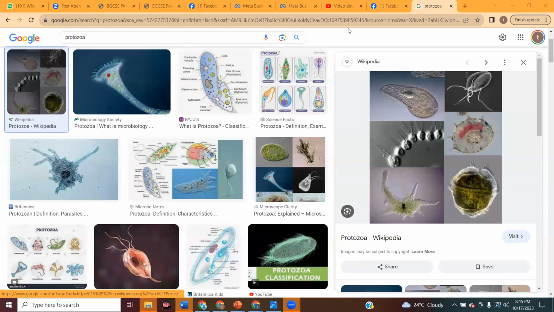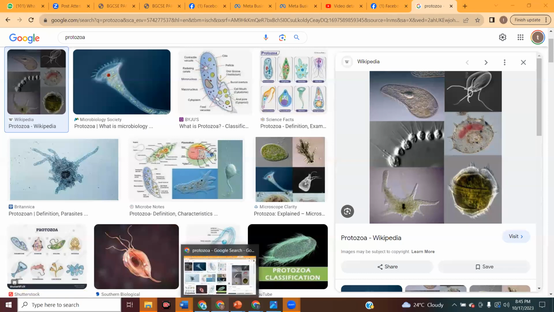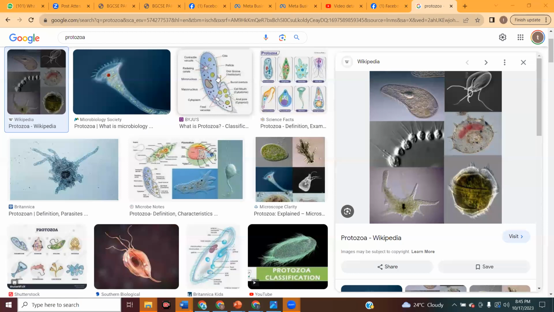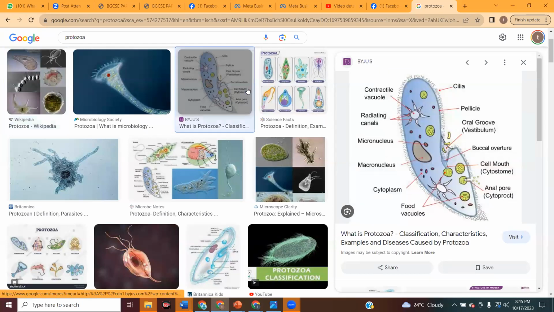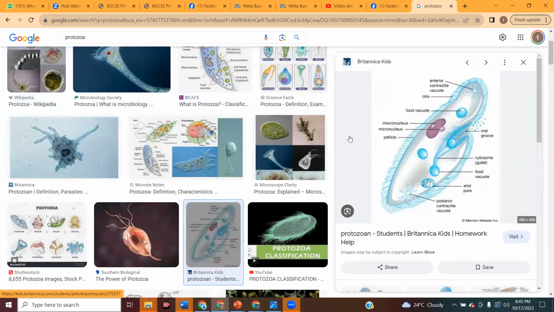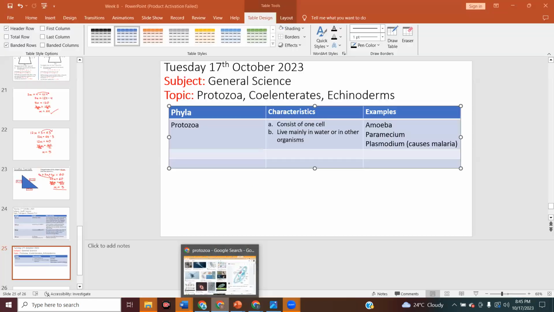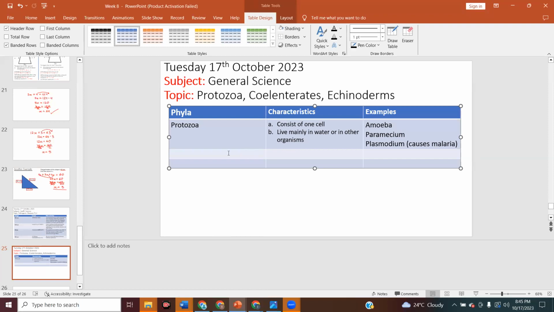Now, next up, are these vertebrates or invertebrates? What do you think? Invertebrates. Why? They don't have a backbone. Exactly. They don't have a backbone. So that's protozoa.